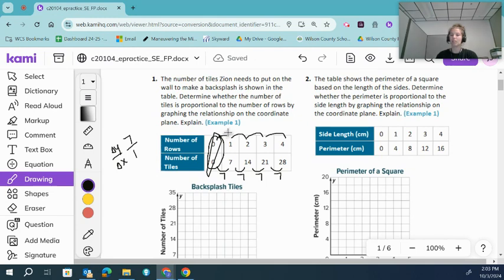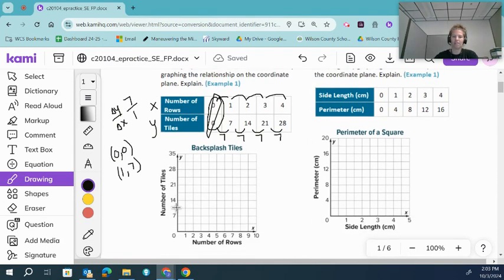So this is proportional. Okay, now in order to graph this, we are going to look at our x and our y as ordered pairs. Okay, so 0, 0 would be the point 0, 0. 1, 7 is going to be 1 as your x, 7 as your y. Okay, and we are going to come down to the graph and we are just going to plot these points.